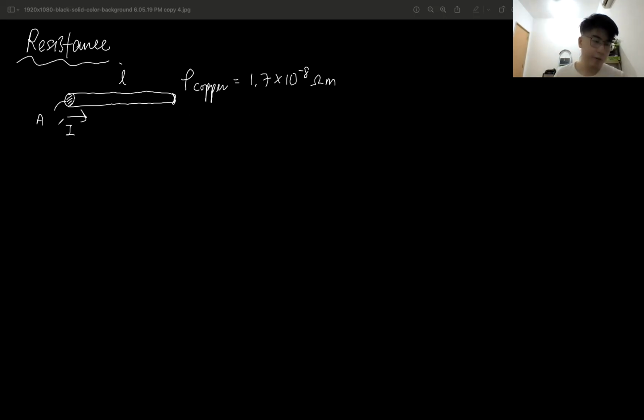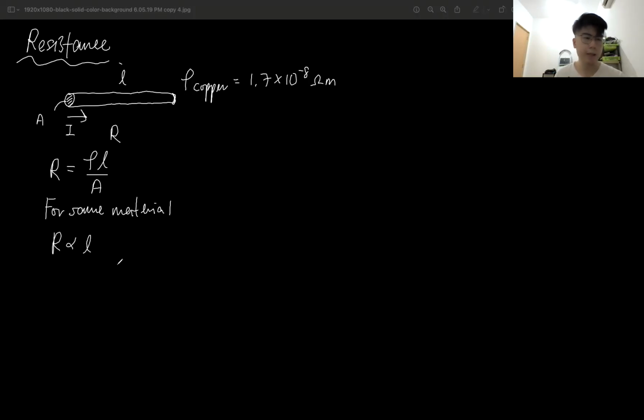So R for the resistance, let's say we have current flowing in a certain length and a certain cross-sectional area. The resistance of this wire can be expressed as rho L over A, the resistivity times the length over A. Now for the same material, R is directly proportional to L. The longer the length of the wire, the higher the resistance, and R is inversely proportional to A.